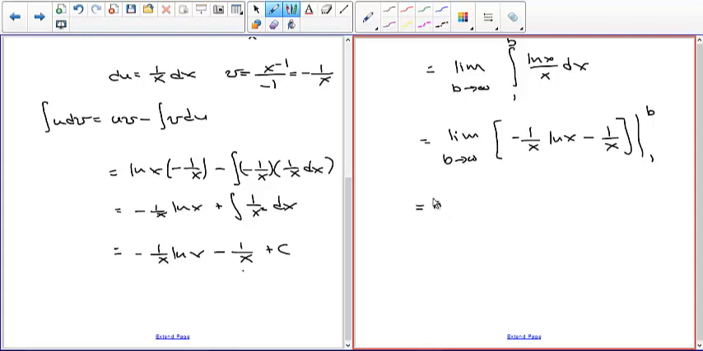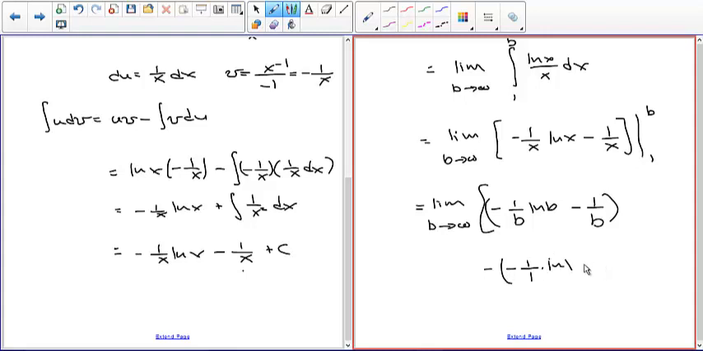So we get the limits of integration, not taking the limit. So you'd have negative 1 over b times the natural log of b minus 1 over b. So that's evaluating at the upper limit. Minus, so you subtract the lower limit, which would be negative 1 over 1 times the natural log of 1 minus 1 over 1. Well, the natural log of 1 is 0, so that term drops out.